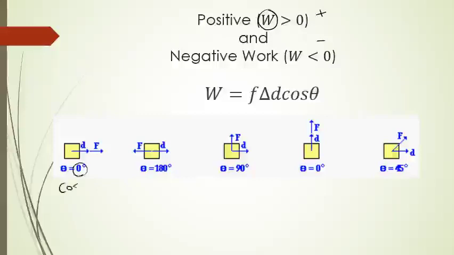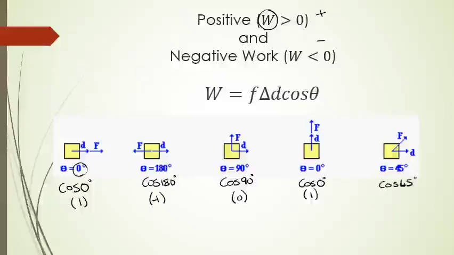I'm going to say cos 0 degrees, and if I plug that into my calculator, I'm going to get an answer of 1. If I plug in cos 180 degrees, I'm going to get -1. If I plug in cos 90 degrees, I'm going to get 0. Again, cos 0 degrees gives me 1, and cos 45 degrees in this instance is root 2 over 2.